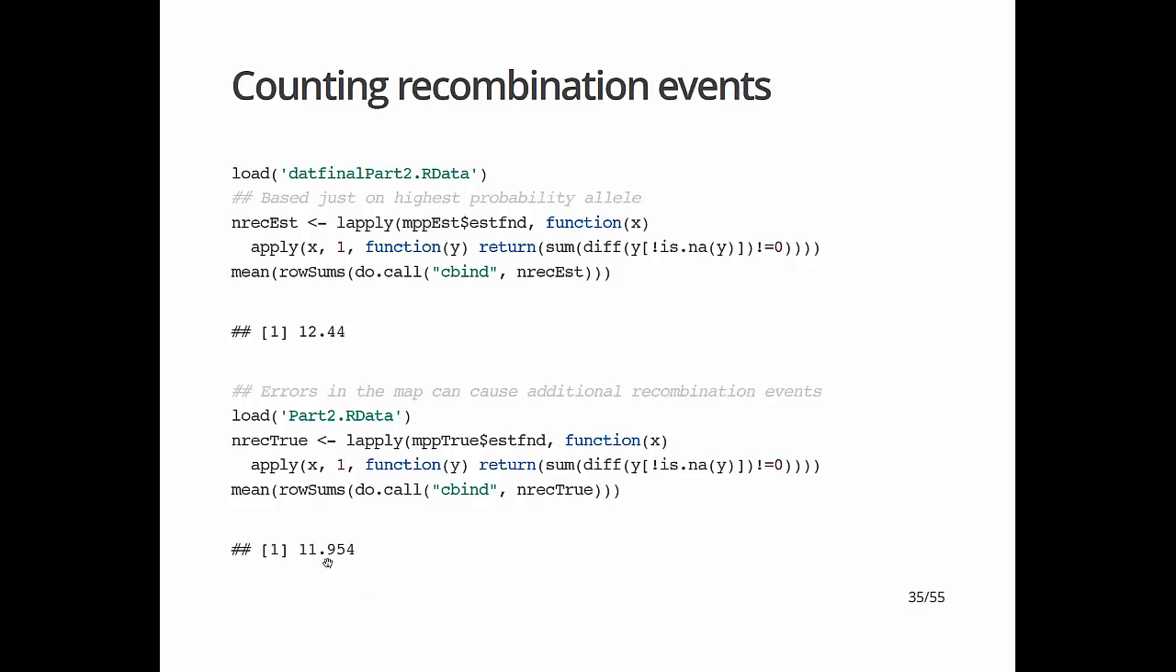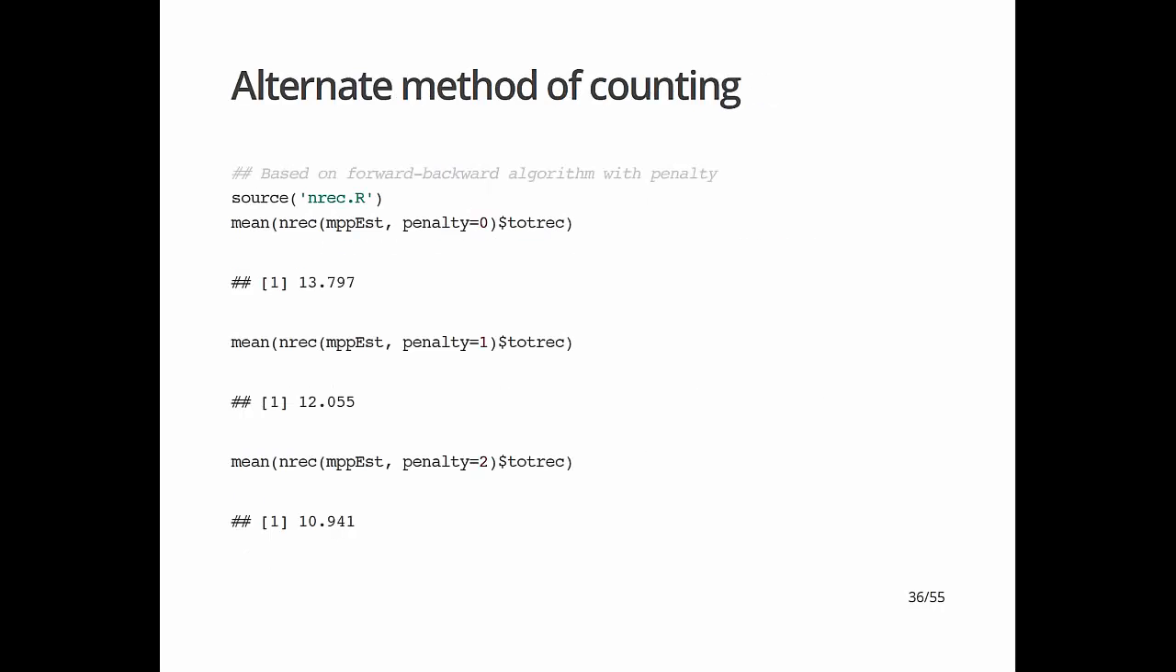It's not a huge difference, but for the most part, if you're constructing a map, it's not going to be perfect. You're probably slightly overestimating the number of recombination events. There's a good chance of it. That was based on basically just saying, okay, if we walk along the probabilities, which allele has the highest probability? So that's how we're determining our haplotype mosaics.